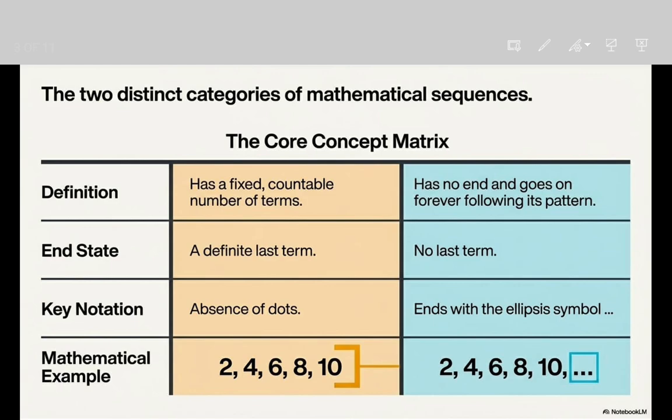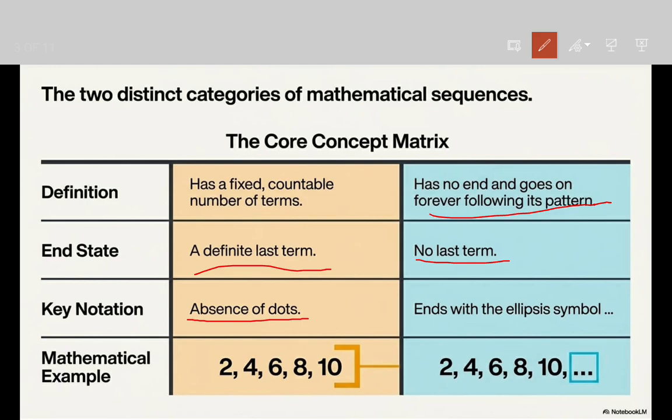So by definition, one has a fixed and countable number of terms. The other one has no end and goes on forever. The first one has a definite last term. The other one has no last term.